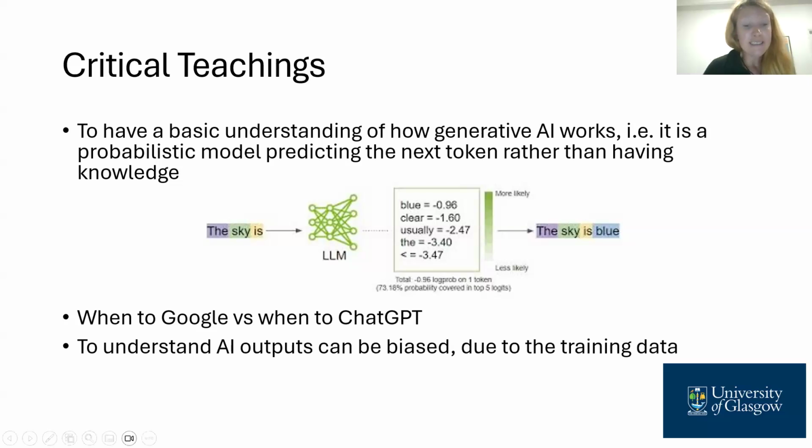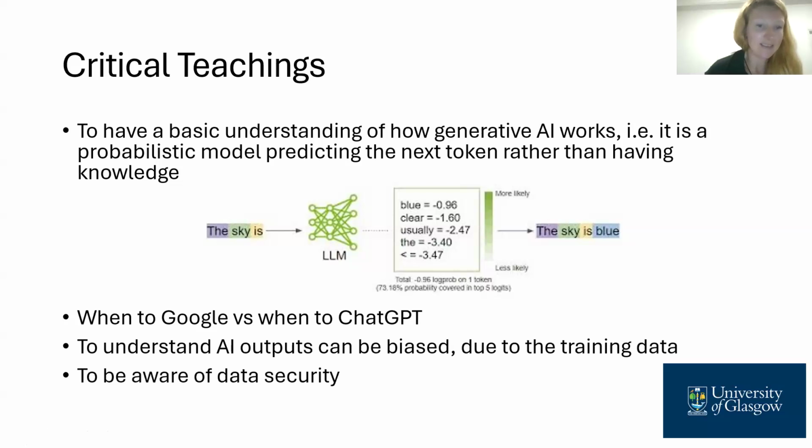And we should teach our students that AI outputs can be biased due to the training data, and to be aware of data security. So what are you passing in to the AI?